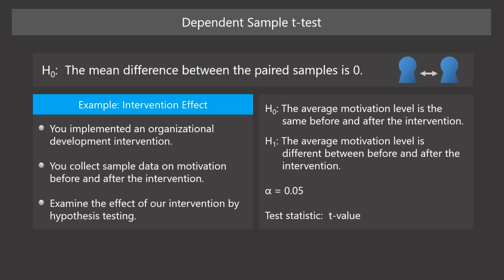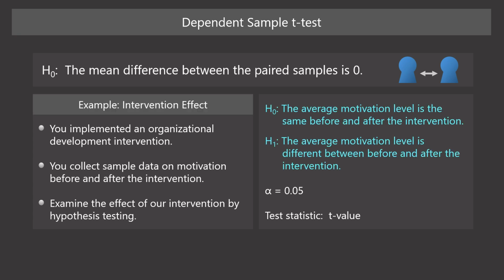A dependent sample t-test is commonly applied when we want to examine some intervention's effect. Suppose you are a human resource manager and implemented an organizational development intervention to improve the employee motivation. And we collect the sample data on employee motivation before and after the intervention. We want to know whether our intervention had desirable effect on the employee motivation.